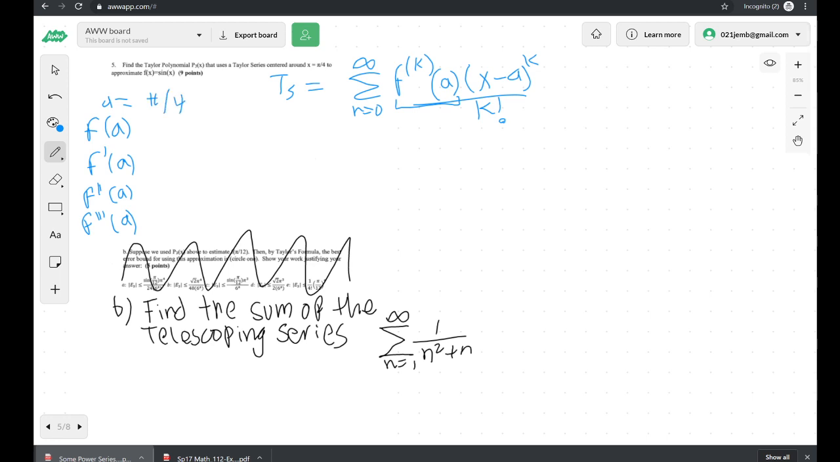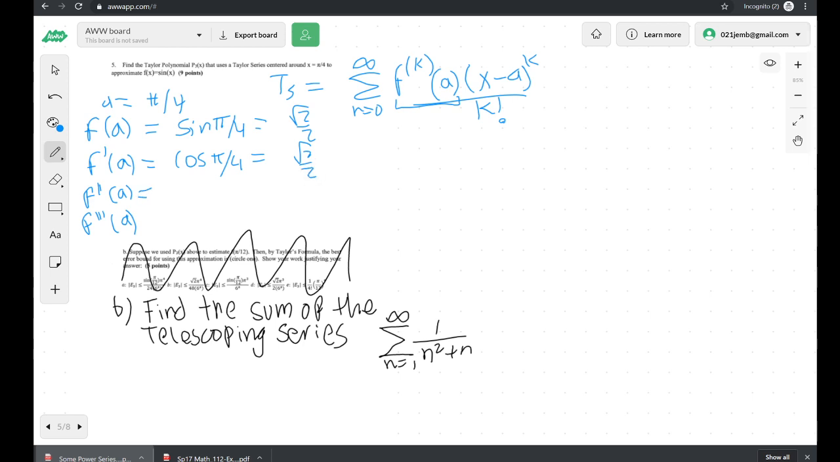So if a is equal to pi over 4, then f of a is sine of pi over 4, which is root 2 over 2. Now for f prime of a, the derivative of sine of x is cosine x. So cosine of pi over 4 is also root 2 over 2.